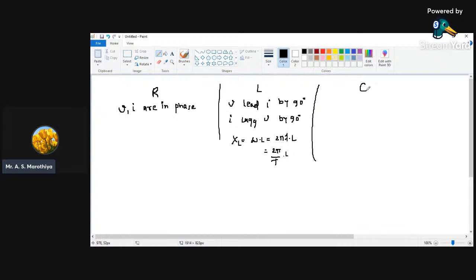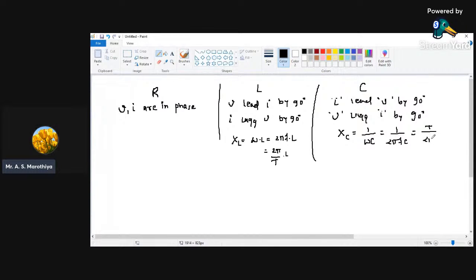And then in case of pure capacitor, we conclude that current leads voltage by 90 degree, or you can write here as voltage lags current by 90 degree. This is very important. And then in case of pure capacitor, the ohmic opposition offered to the flow of current through it is nothing but Xc. This is called capacitive reactance, and the formula is 1 upon omega c, or you can write here as 1 upon 2 pi fc, or it is capital T divided by 2 pi c.